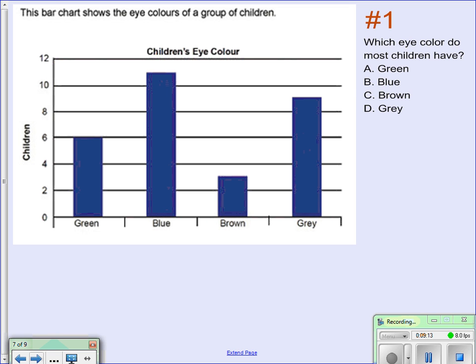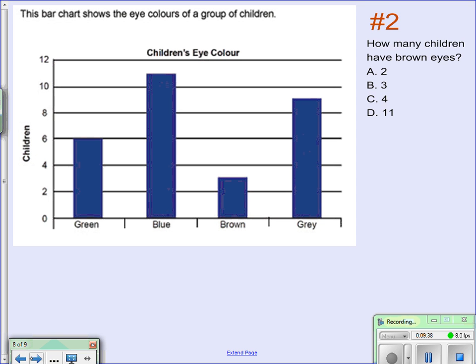This bar graph shows the eye color, and I don't know why they use the U, I copied it right off the internet here, eye colors of a group of children. Question number 1. Which eye color do most children have? A, green, B, blue, C, brown, D, gray. You can make your choice on the right. If you need more time to look at the graph, go ahead and just pause the video as I move forward.